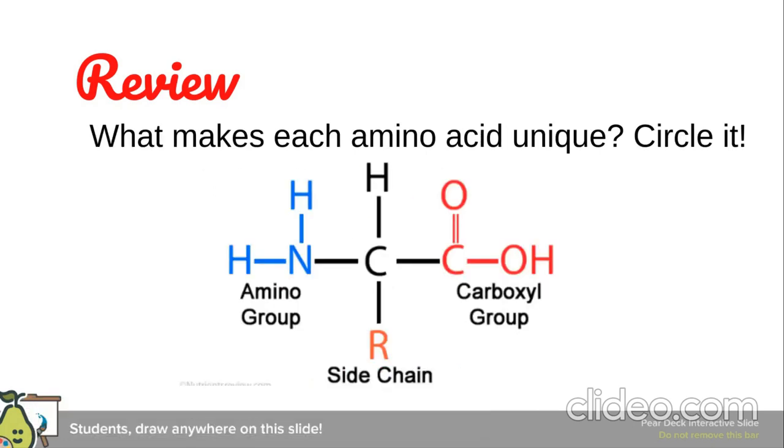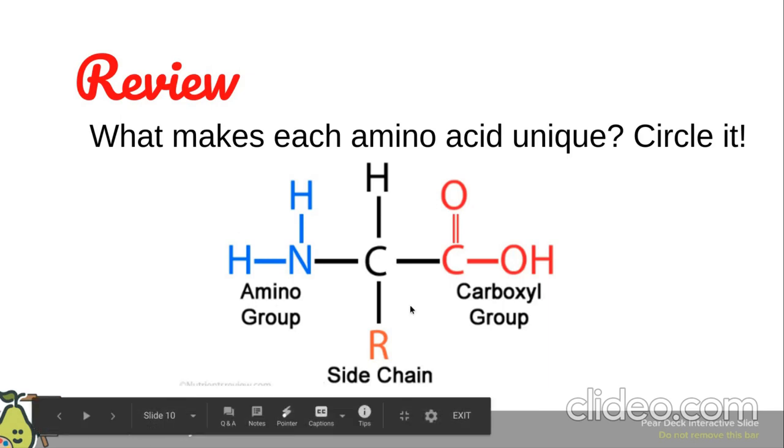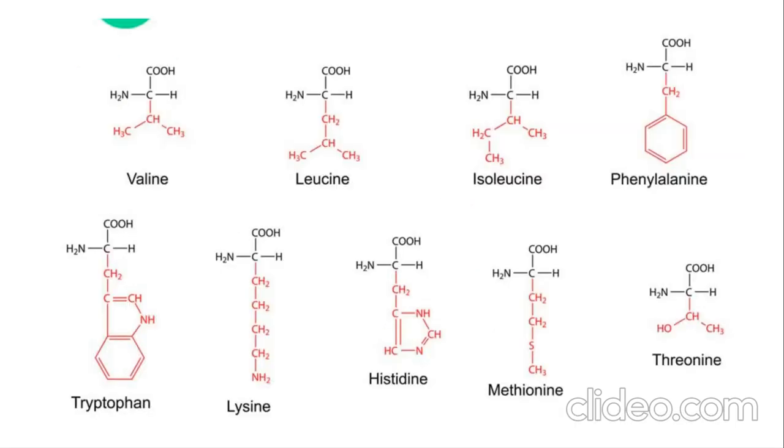And then what makes each amino acid unique? You can't circle it here, but just select the right answer. Is it the amino group, the side chain, the R, or the carboxyl group? It's the R. So everything down here is different depending on what amino acid it is. Here are some examples of amino acids. You can see this red R group is different for each one of those amino acids.